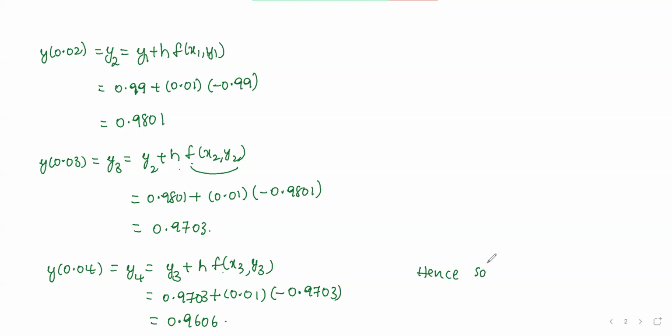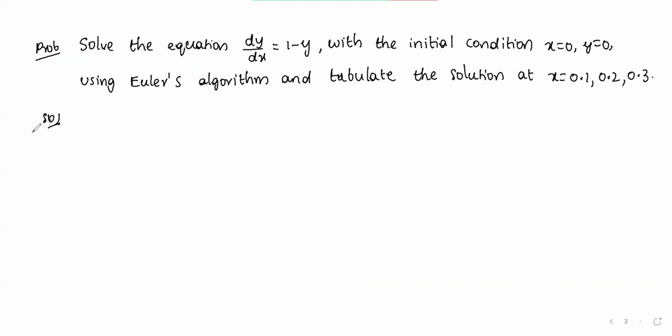Hence solved. The next problem: solve the equation dy by dx is equal to 1 minus y, with the initial condition x naught is equal to 0 and y naught is equal to 0, using Euler's algorithm, and tabulate the solution at x is equal to 0.1, 0.2 and 0.3. Write the given equation dy by dx. It is nothing but f of x comma y. F of x comma y and dy by dx are the same, which is given as 1 minus y.